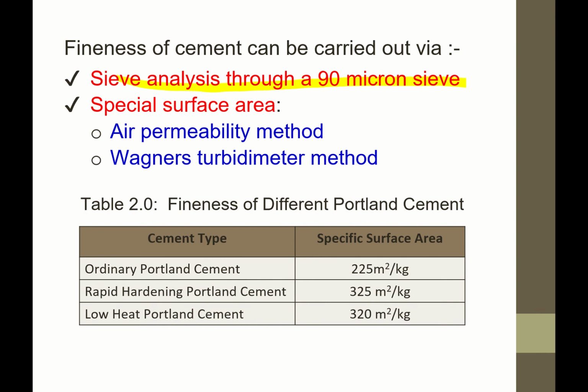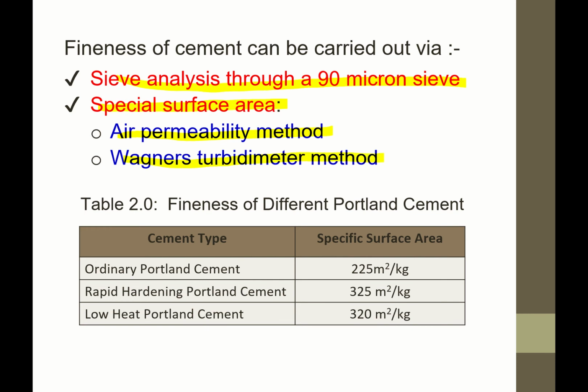If you have experience in any lab session, if you ever saw the sieving pan, that is actually made of mesh wire. And then we need to do the sieving test, and whatever passes the 90 micron sieve, that is actually the consistency that we want to find in cement. And then you have the specific surface area, for example the air permeability method, and then we do have the Wagner turbidimeter method.